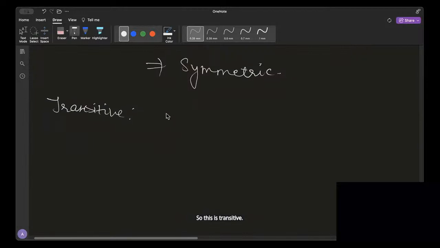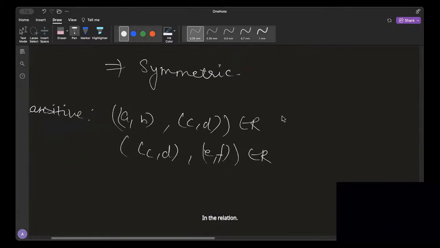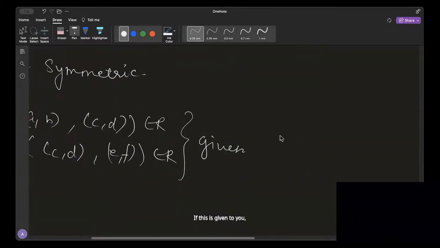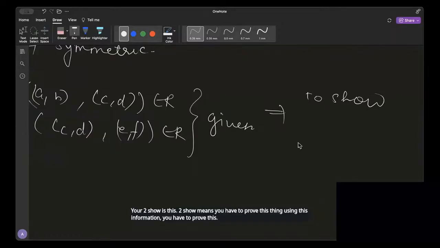For transitive, let's say you have (A, B), (C, D) in the relation, and then you have (C, D) and (E, F) in the relation. This is given to you. If this is given to you, you have to show, and your to show is this. To show means you have to prove this thing. Using this information, you have to prove this. Just 1 second.